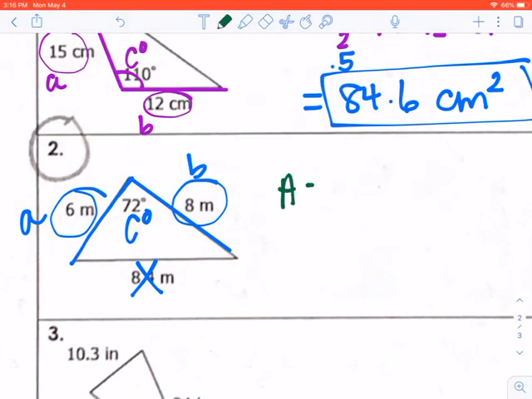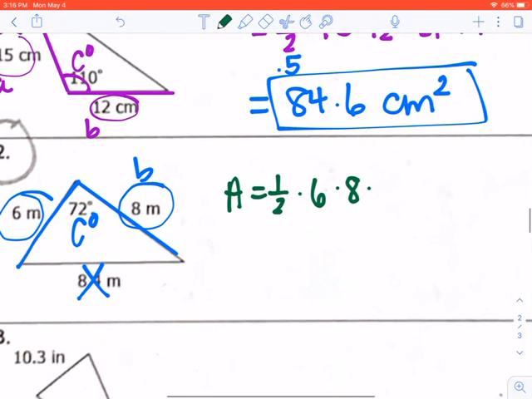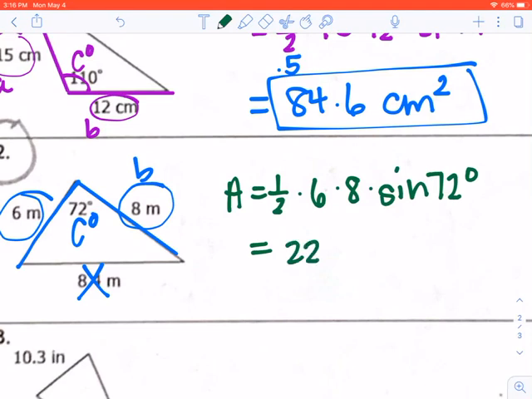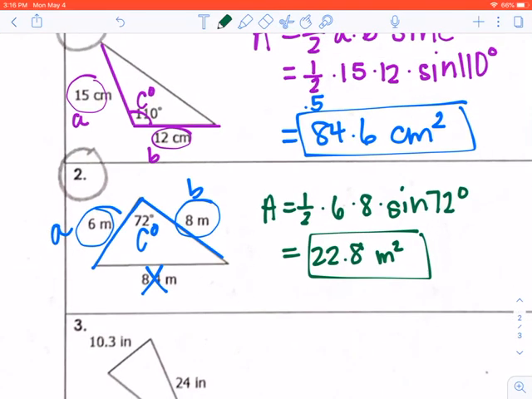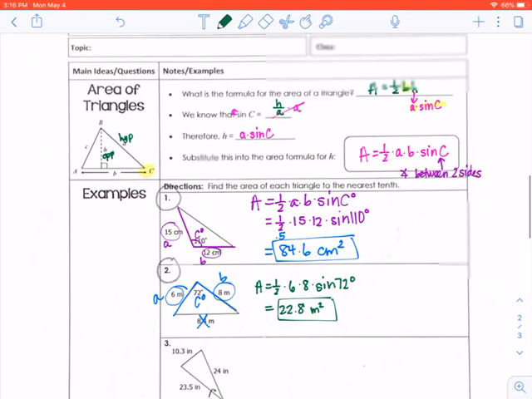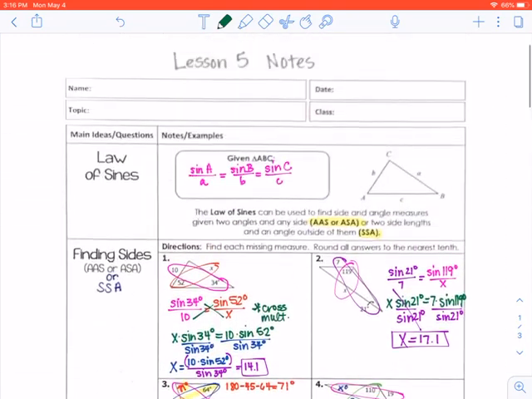The area is going to be 1/2 times A, which is 6, times B, which is 8, times the sine of 72 degrees. It's always the sine, always, okay? And so again, you put it in your calculator, 0.5 times 6 times 8 times sine of 72 degrees, and you get 22.8. This one is in meters, so it's meters squared. And we are all done. That is area of a triangle using your trig value, 1/2 AB sine C, okay? And law of sines as well. We've completed that. Come to my office hours with any questions. Good job.